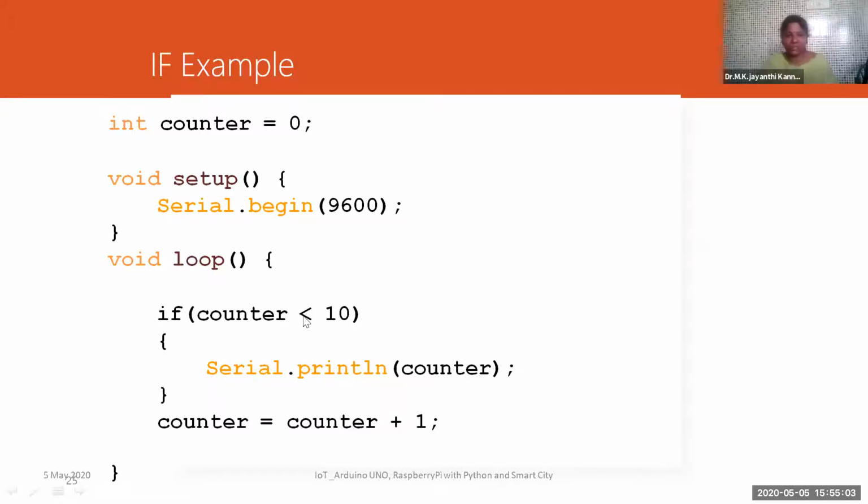So it means that the loop statement will be executed 10 times, because the initial value of count is 0. So it will execute for count equal to 0, 1, 2, 3, 4, and so on, up to less than 10. So it means it will execute from 0 to 9.